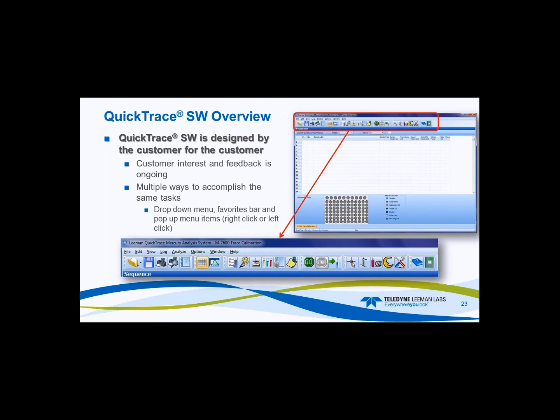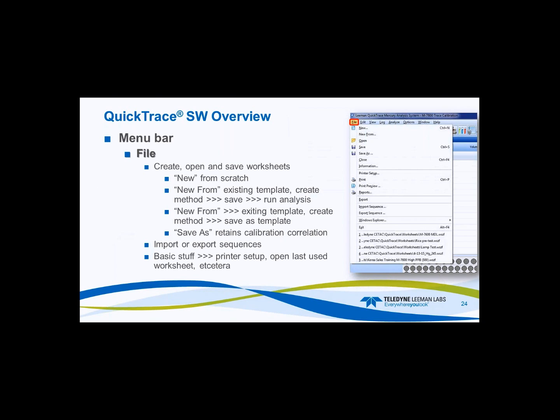So the software is designed by the customer for the customer, so we're constantly taking feedback. And over the years, while we built the QuickTrace software, we're now on platform 3.0, and you have multiple ways to accomplish the same task. So you have the drop-down menu, you have the favorites bar, and then also within the software, you have pop-up menus. You can either right-click or left-click, and menus will pop up where you can do other things within the software. So it's very efficient and it's very fast to use this software.